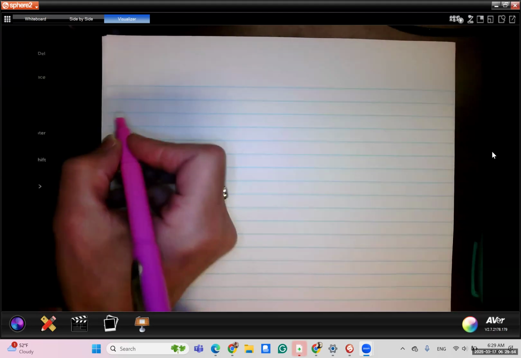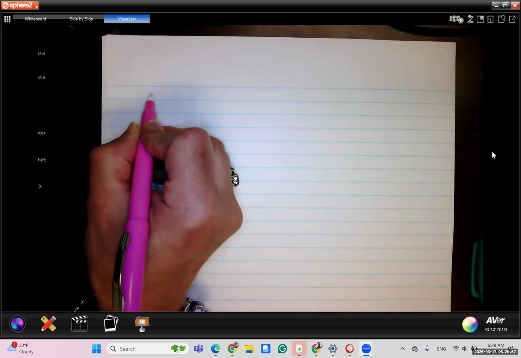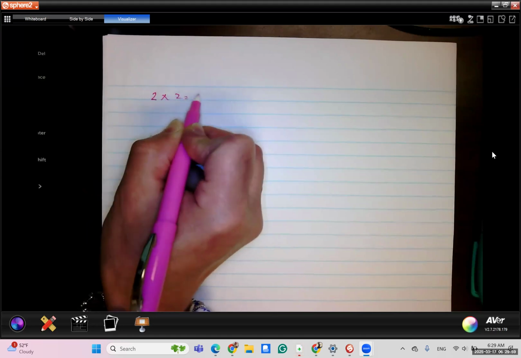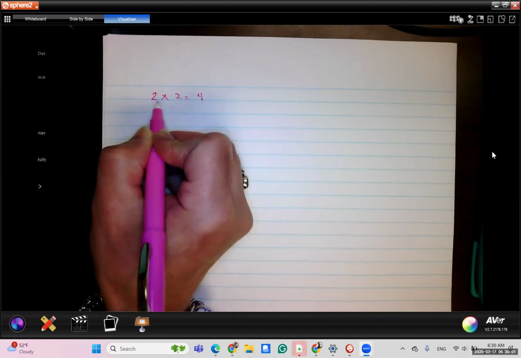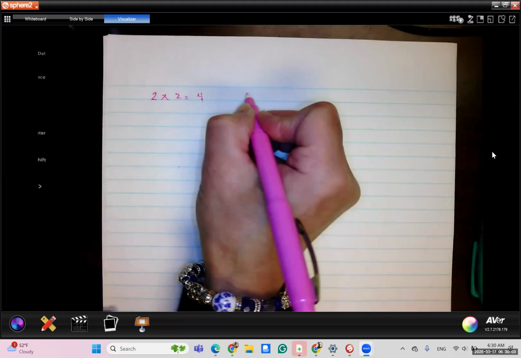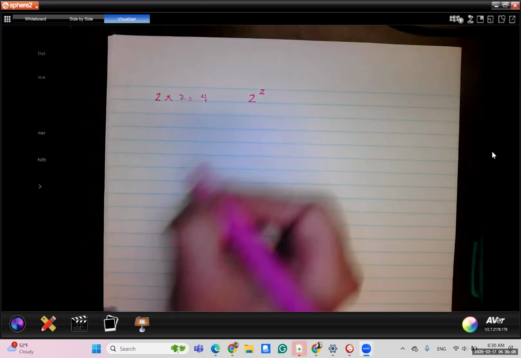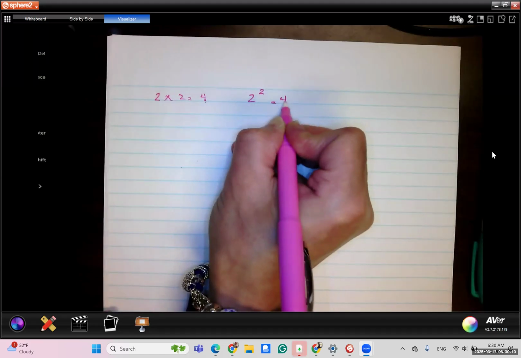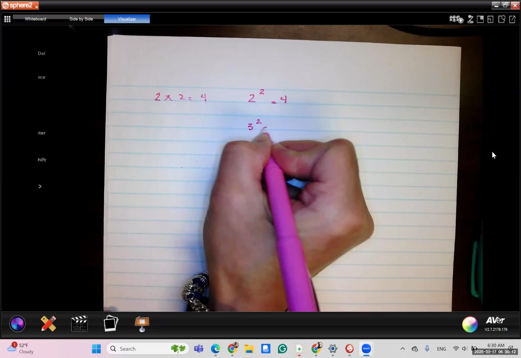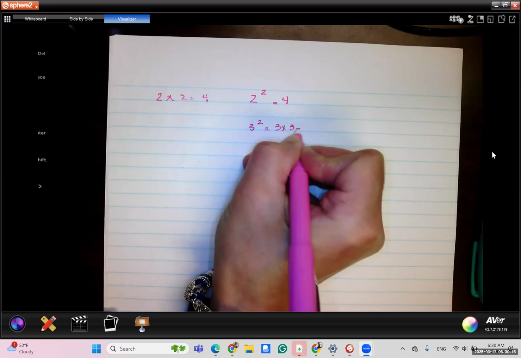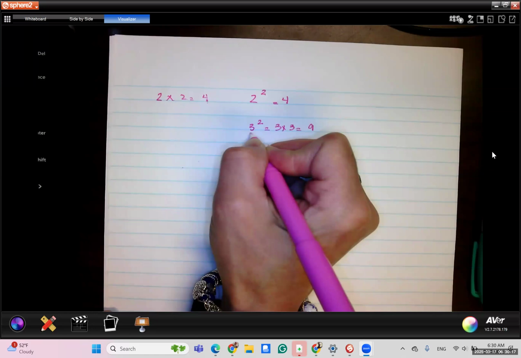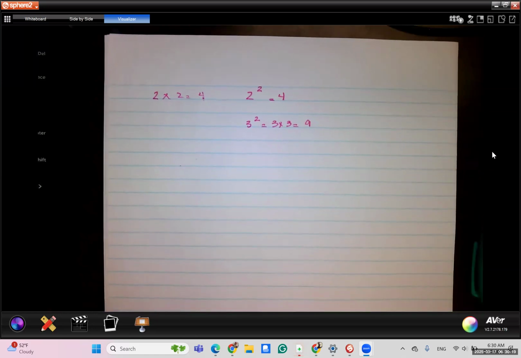Okay. The square of a number is when you multiply a number by itself. So for example, 2 times 2 is 4. So 4 is the square of 2. And we write the square like this. This is our base. This is our exponent. So 2 squared is 4. 3 squared means 3 times 3, and that's 9. So 9 is when we square 3, or when we raise 3 to the second power.